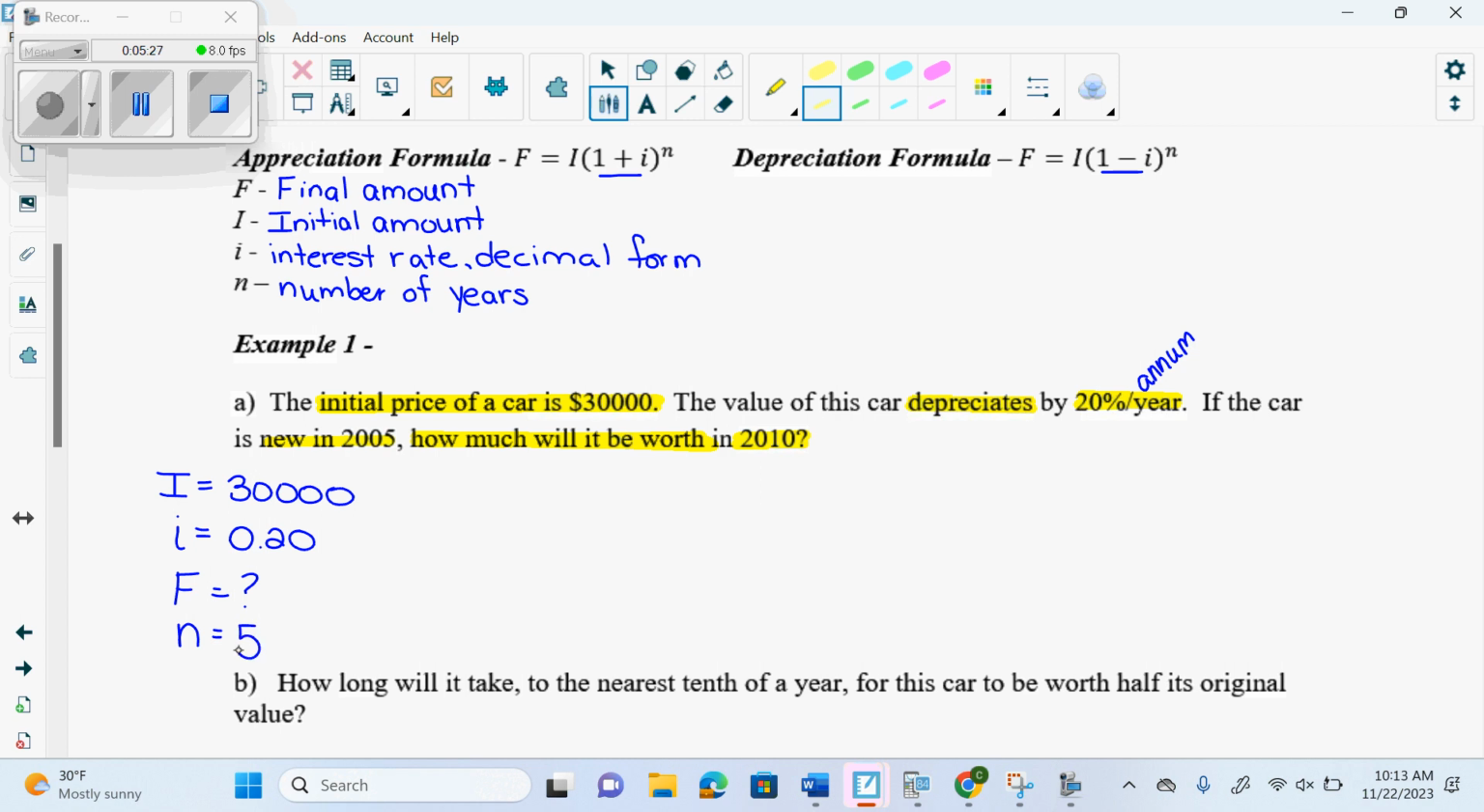So then let's fill it in. We get F equals 30,000, bracket 1 minus 0.20 to the 5, which if we want, we can say 30,000, bracket 0.80 to the 5. Now I want everyone to type it in because I want to see if you can get the correct answer. Just because someone else beside you can type it in and gets the right answer doesn't mean you can.